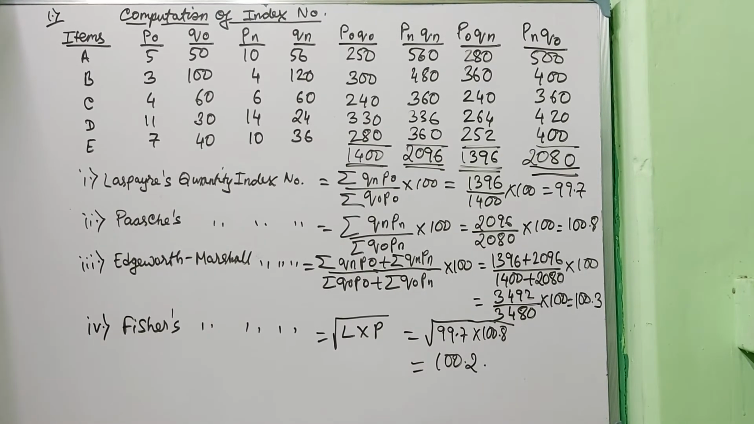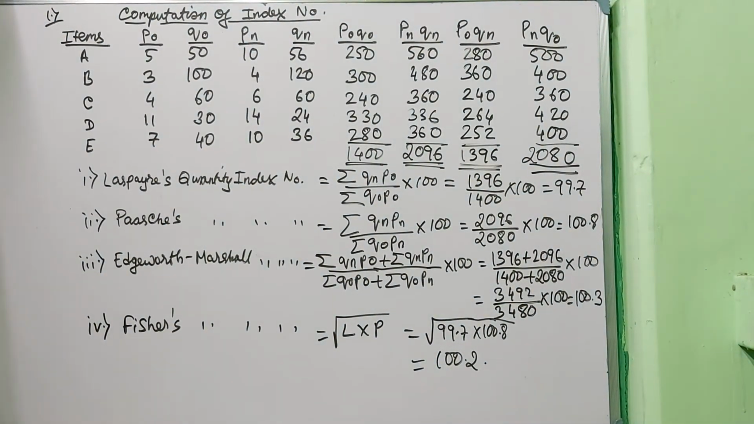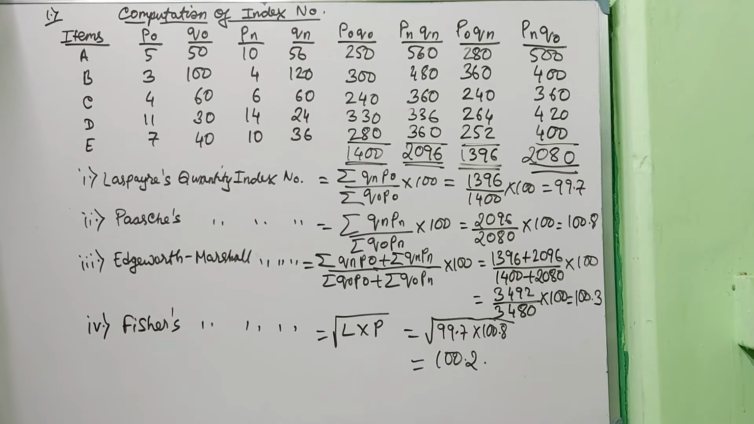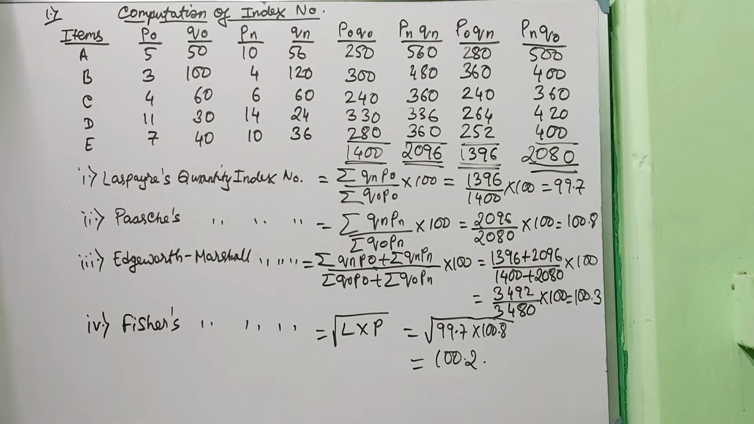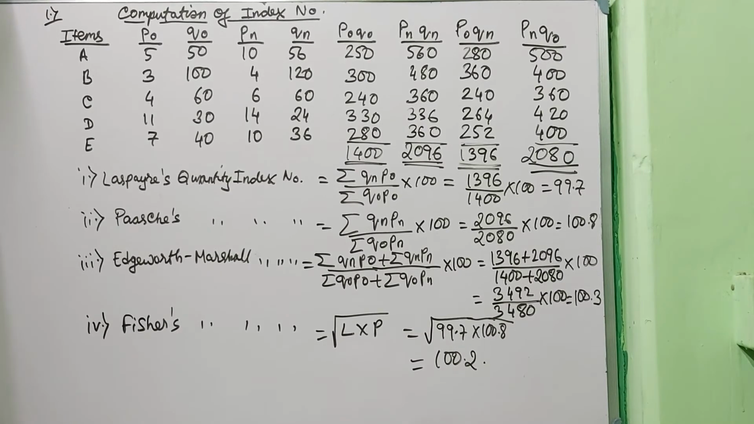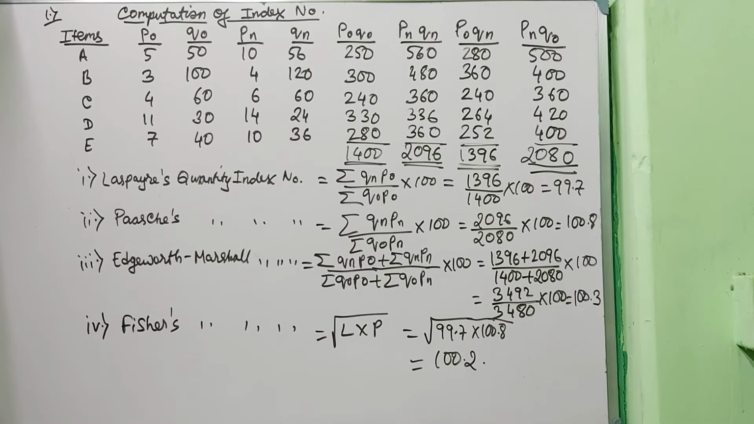Today I am going to discuss the time reversal and factor reversal test. Time reversal test is used to judge the merit of various index numbers. Many economists as well as statisticians suggest many different tests. One of these tests is time reversal test as well as factor reversal test. Another test which is also very popular is the circular test.